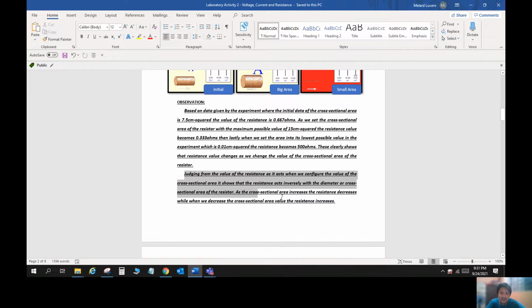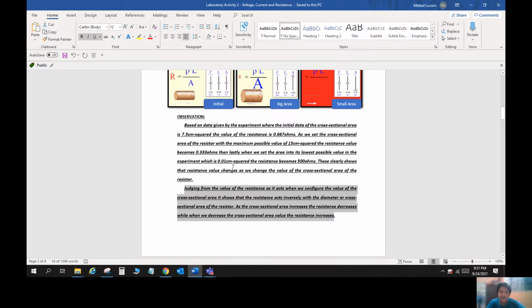So judging from how the resistance acts when we configure the value of the cross-sectional area, it shows that the resistance acts inversely with the diameter or cross-sectional area of the resistor. So what does that mean? That simply means that as the cross-sectional area increases, the resistance decreases. While when we decrease the cross-sectional area value, the resistance increases.